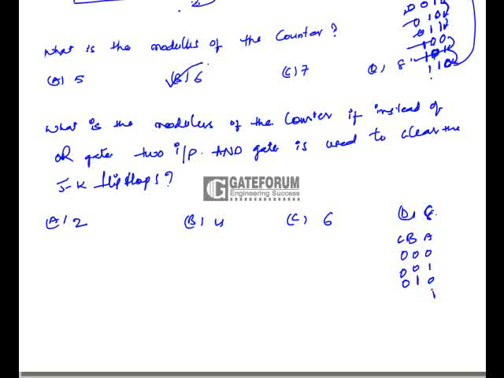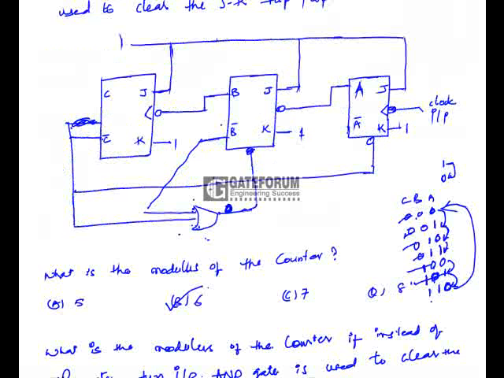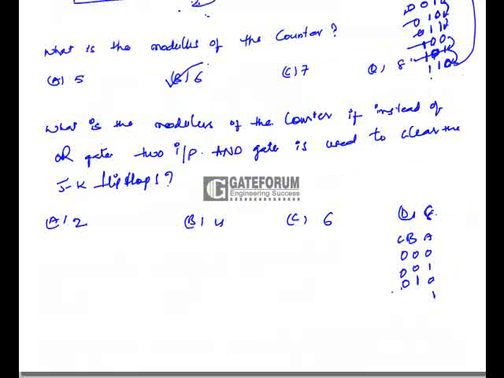So here if we see, B is 1 and C is 0. That means B bar is 0 and C bar is 1. That means this AND gate, which is the AND gate in this question, its output will be 0. Whenever it is 0, the counter will be reset. That means from here it will go to the initial state. So the modulus of the counter would be 2, which is option A.